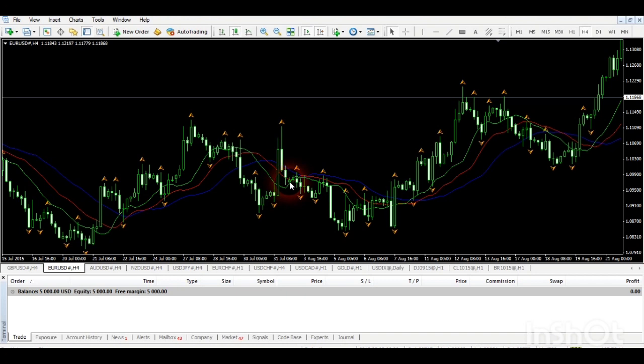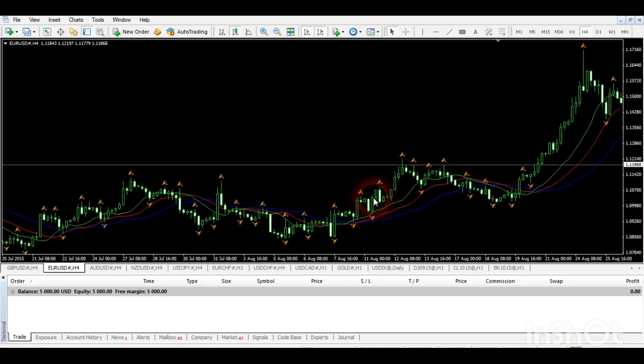Let me repeat again. When these 3 lines are in a flat line and they're beside each other, it shows that this alligator is asleep, and here that it has gotten further from each other, this alligator is awake, and we should expect intense news or a reversal from here on this chart.